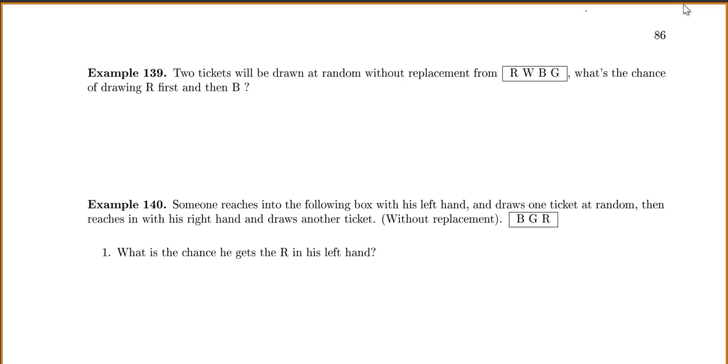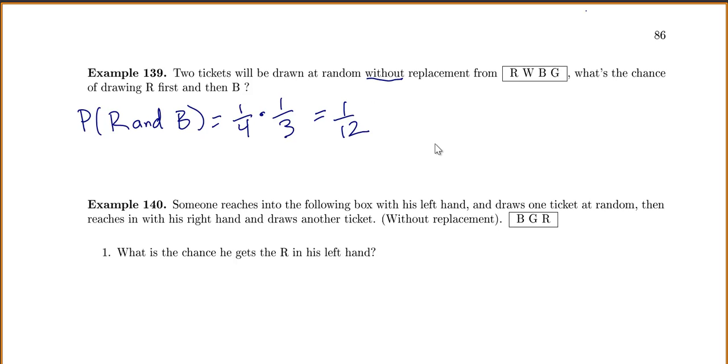And at this point, we're already doing a review, but we're really just practicing over and over. So for 139, 2 tickets will be drawn at random without replacement from this box with an R, W, B, G. What's the chance of drawing an R first and then a B? So I want the probability of R and then a B. So to get an R, there's 1 R in there out of 4. Now I want to get a B. There's only 1 B, but only 3 possible tickets because we didn't put it back. So 1/12.